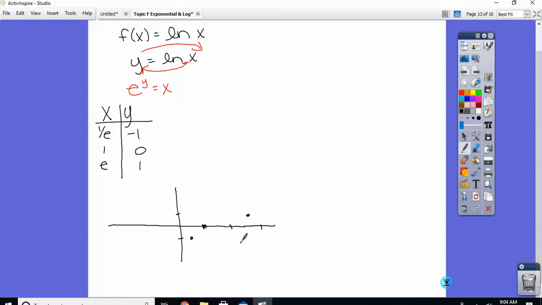Will my x ever equal 0? When I take e to a power, can we ever get 0 out? No. Will we ever get a negative answer? No. So the exponentials we graphed yesterday had a horizontal asymptote. The log is actually just the inverse of an exponential, so it gets a vertical asymptote. So it looks like this. The y-axis there is acting as your vertical asymptote.